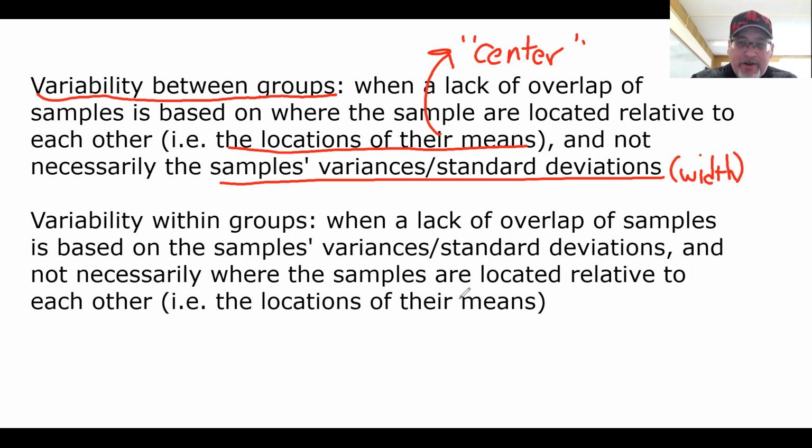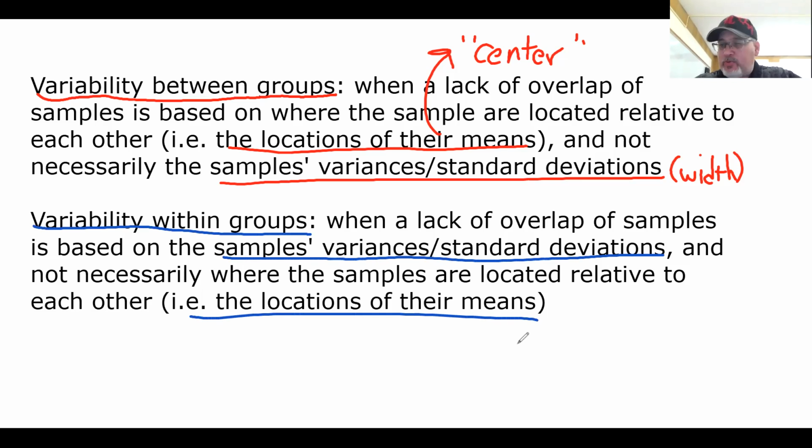Now, variability within groups is like the same thing except completely backwards. That's when a lack of overlap of samples is based on their variances or standard deviations. In other words, how wide the boxes are, and not necessarily the locations of their means. In other words, where they're centered. The easiest way to keep these sorted out is to show you a visual and then give you a gimmick.